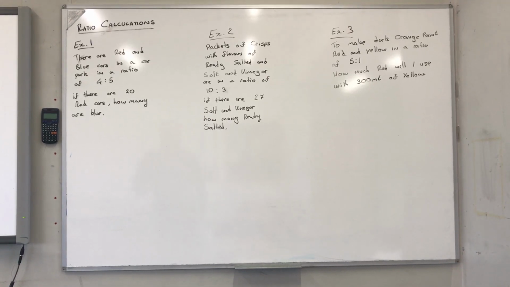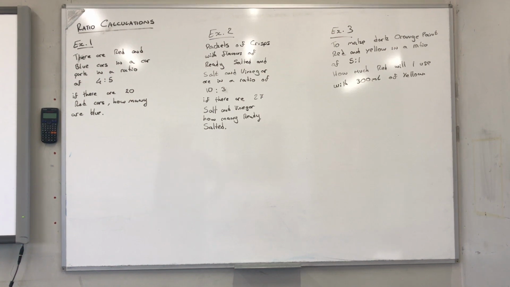Hi. So what we're going to do here is look at calculations involving ratio. Hopefully you remember what ratios are. They are a description of two or more different aspects of quantities. For example, in this example one, we've got red and blue cars in a ratio of 4 to 5. That means for every 4 red cars, I've got 5 blue cars.